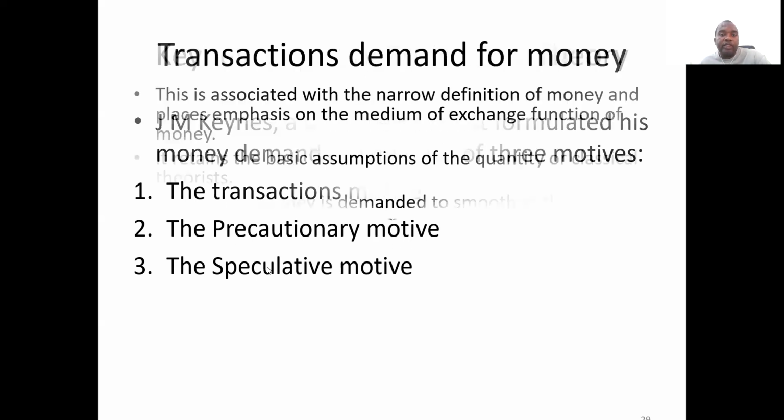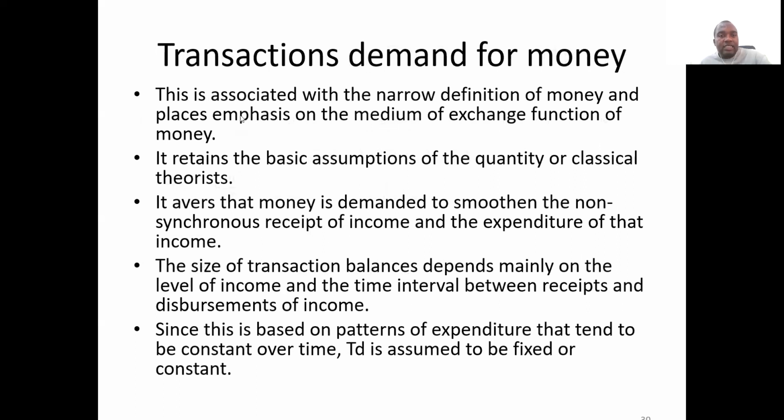The transactions demand for money is associated with M1, the narrow definition of money, and places emphasis on money as a medium of exchange. It retains the basic assumption of the quantity theories or the classical theories. It avers or asserts that money is demanded to smoothen the non-synchronous receipt of money and expenditure.